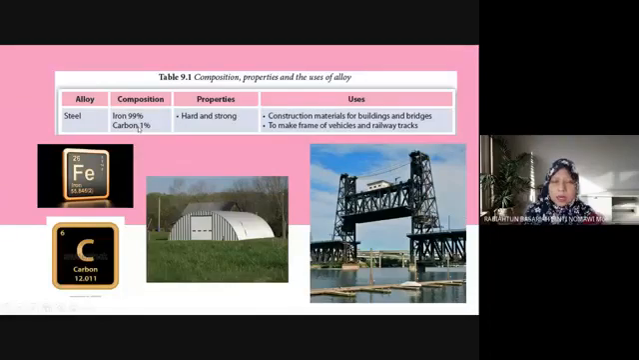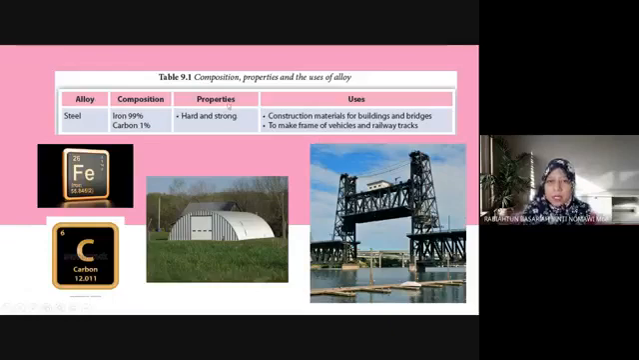Okay, karbon ni dia antara sifat dia antara metal to non metal. So iron, 99% plus carbon, it becomes steel, akan jadi keluli. That's why you can see that the steel dia ada warna hitam sikit, gelap sikit.